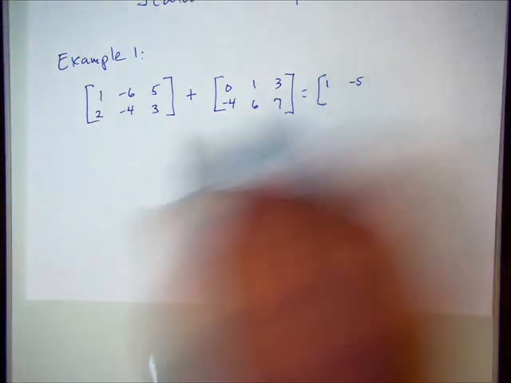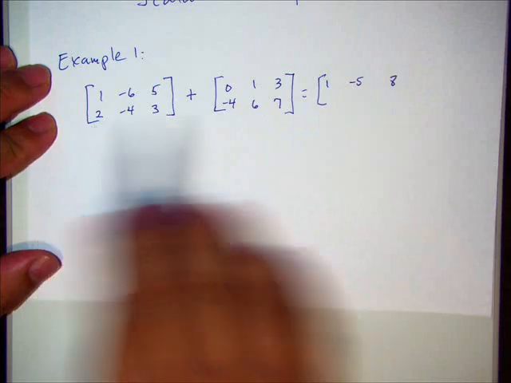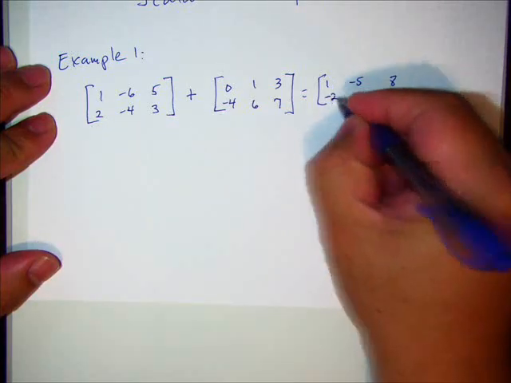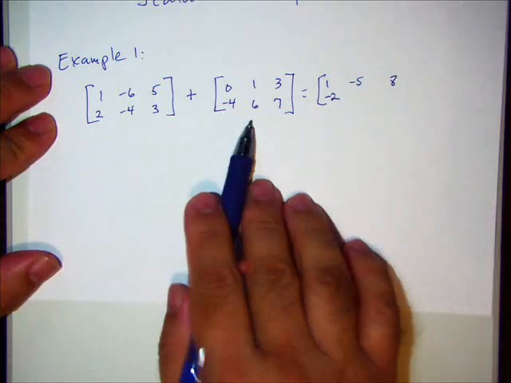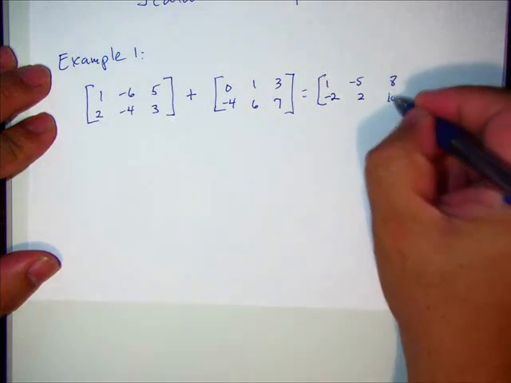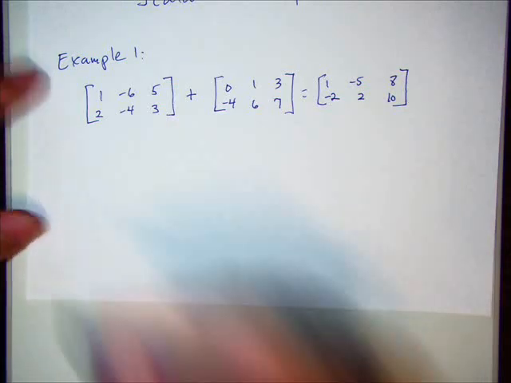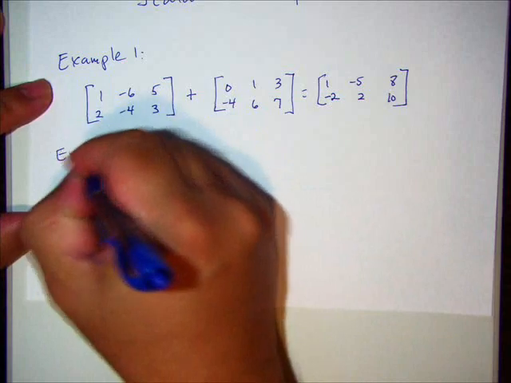Alright, sorry. Then we do 5 plus 3 is 8. 2 plus negative 4 is negative 2. Negative 4 plus 6, positive 2. 3 plus 7 is 10. That's addition. Let's do an example of subtraction.